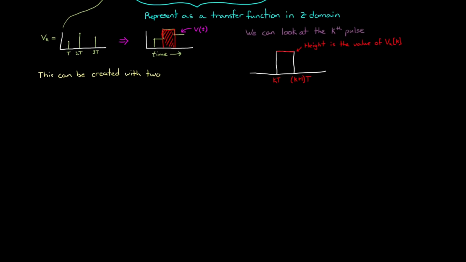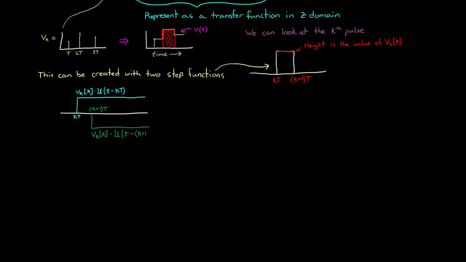Now we can create this pulse with the summation of two step functions, a positive step function at time kT and a negative step function at time k plus 1 times T. Here, the capital fancy U represents the unit step function, such that in the blue equation, u of t minus k times capital T is just a step function that's delayed by time kT. And in the green equation, it's a step function that's delayed by time k plus 1 times T. So that the single pulse at index k is just the summation of those two.